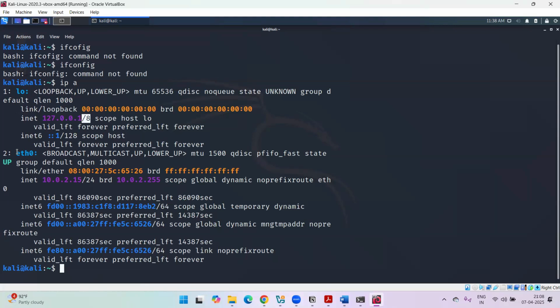This is another interface I have, which is starting from 10, class A private. But you can see why it is /24. When you see /24, it means these three are the network part, and only the last one is the host. You need to remember that. And this is my IPv6. This is how it looks.